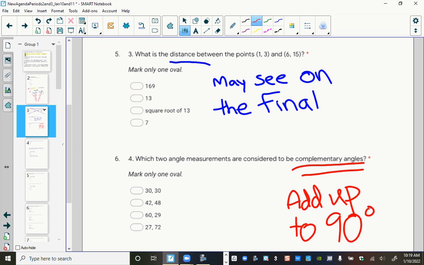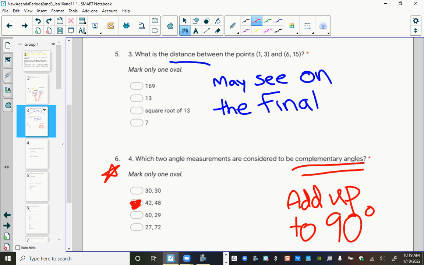So this one you definitely will see. So who can tell us which option forms the complementary angles? Des. 42 and 48. Alex agrees. Agree or disagree? Jason agrees, Andy agrees, and I agree too.